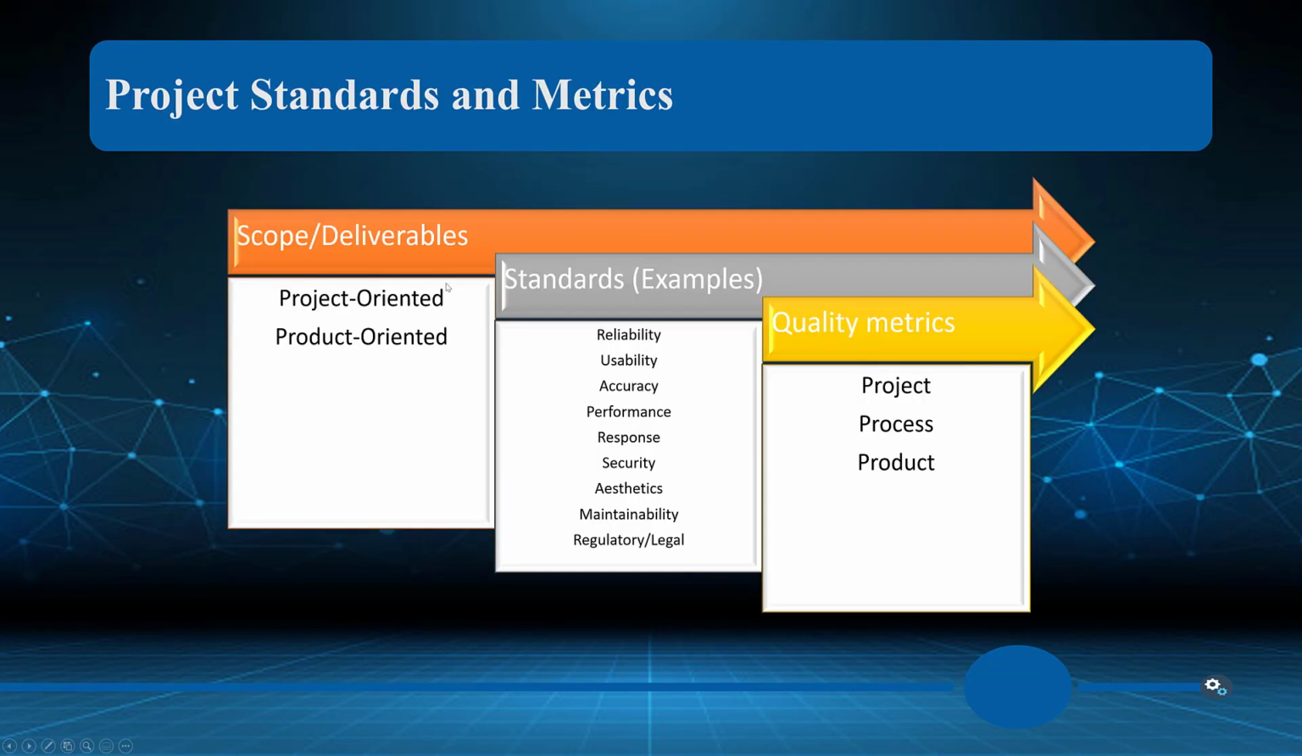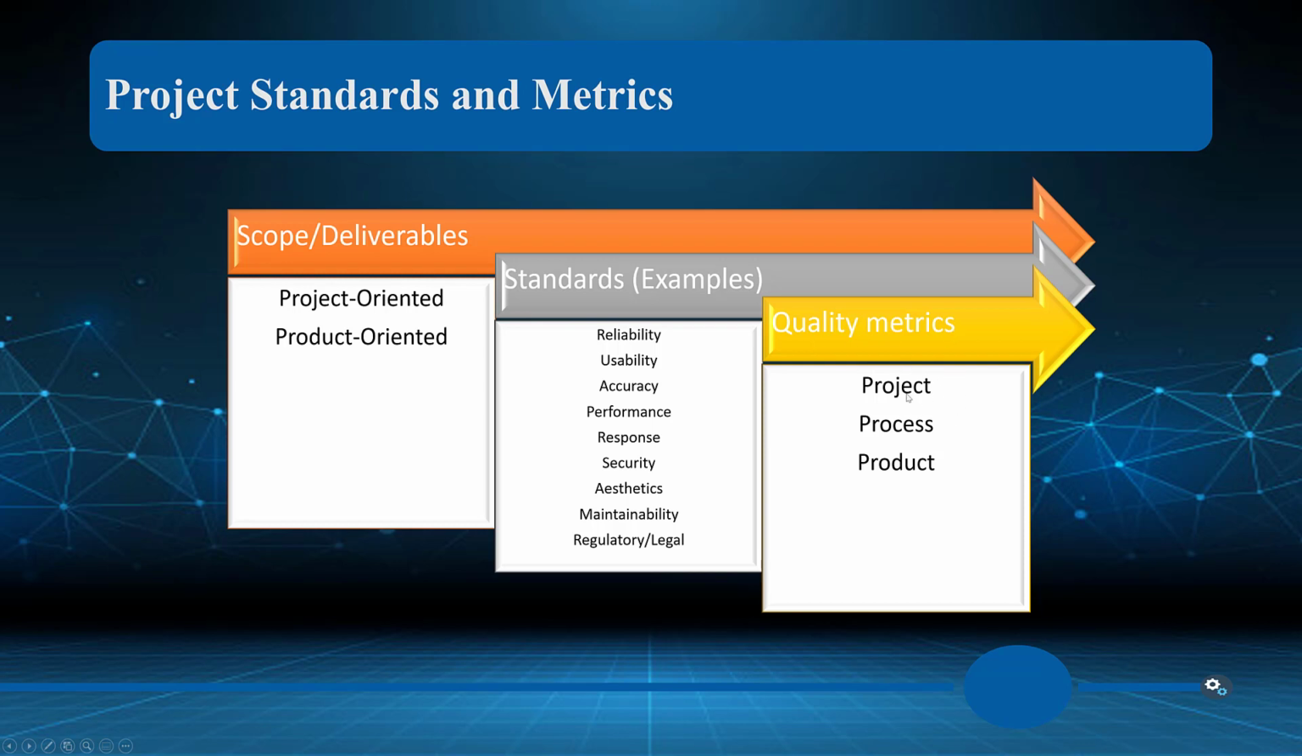Project-oriented, product-oriented, we've talked about that. You've done homework on that. You know, standards: reliability, usability, accuracy, performance, all of these are standards. Today we're really focusing on this one right here, security, making sure code is programmed securely, okay? Not making the same buffer overrun mistakes in every program that we build.